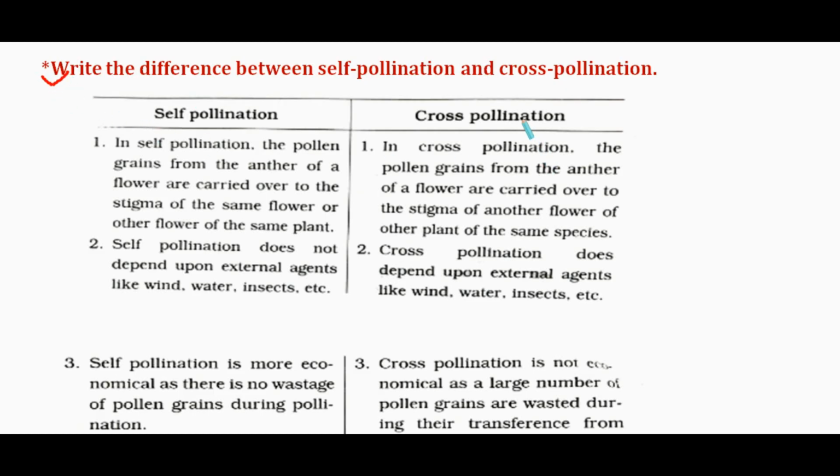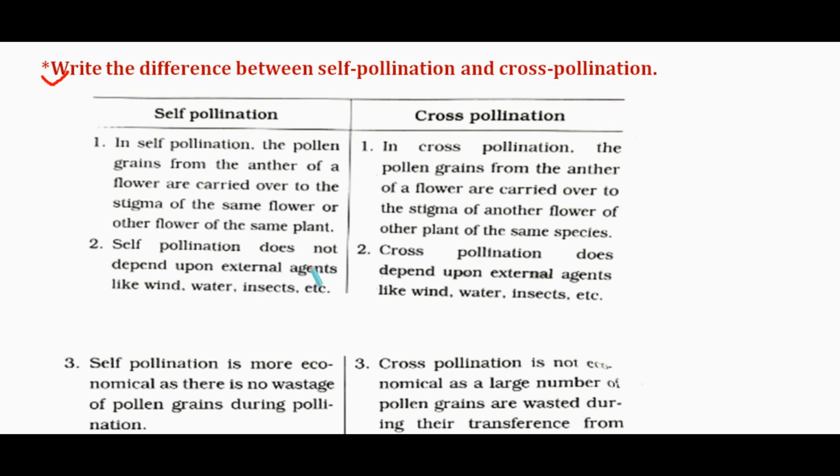Self pollination, cross pollination. In self pollination, the pollen grains from the anther of a flower are carried over to the stigma of the same flower or other flower of the same plant. In cross pollination, the pollen grains from the anther of the flower are carried over to the stigma of another flower of other plant of the same species.